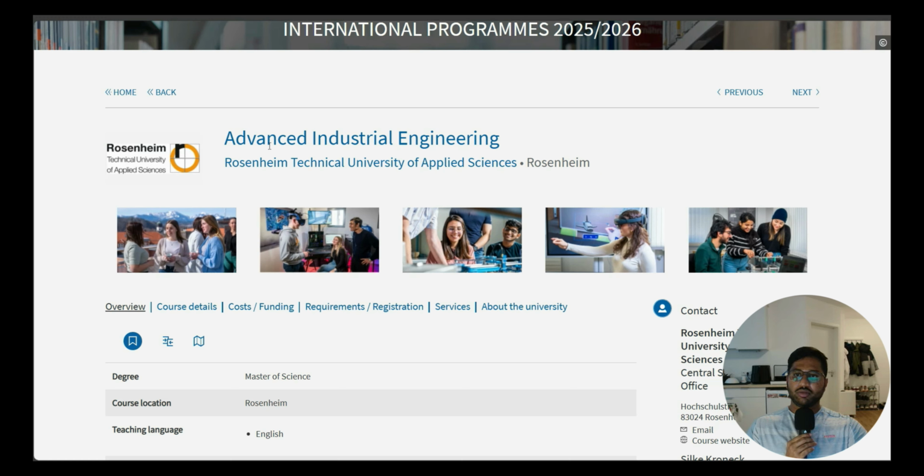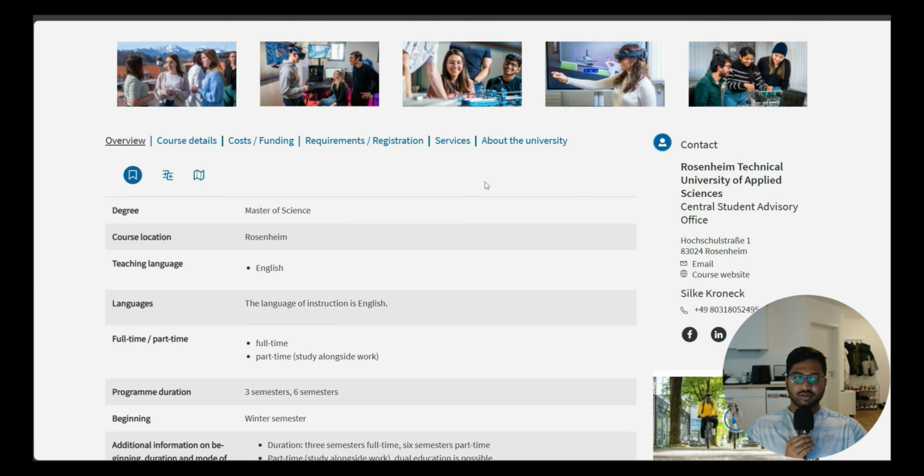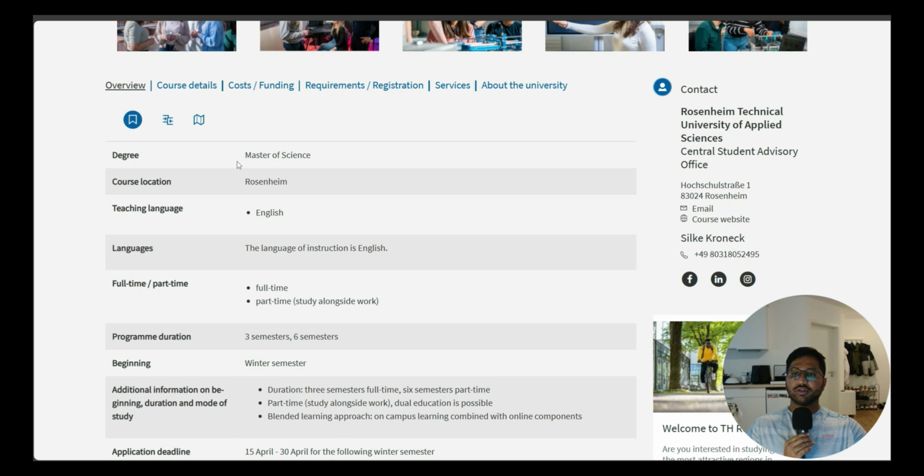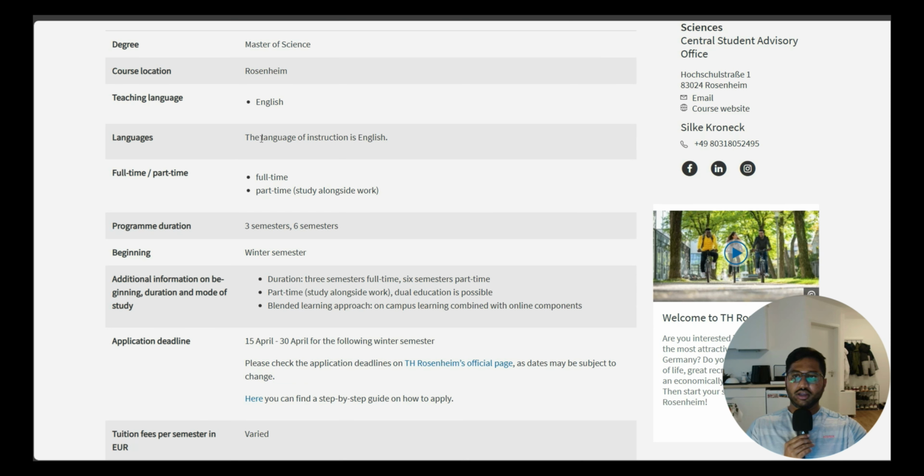As I told you, today it will be advanced industrial engineering for the Technical University of Applied Sciences. Whenever we do the requirement analysis, we just go through the overview, course detail, cost and funding, requirements and registration. In the overview, you can see it's a Master of Science degree and the course location is in Rosenheim. Teaching language is English completely, and you can finish 100% of your course in English. The language of instruction is completely English, so no need to worry.